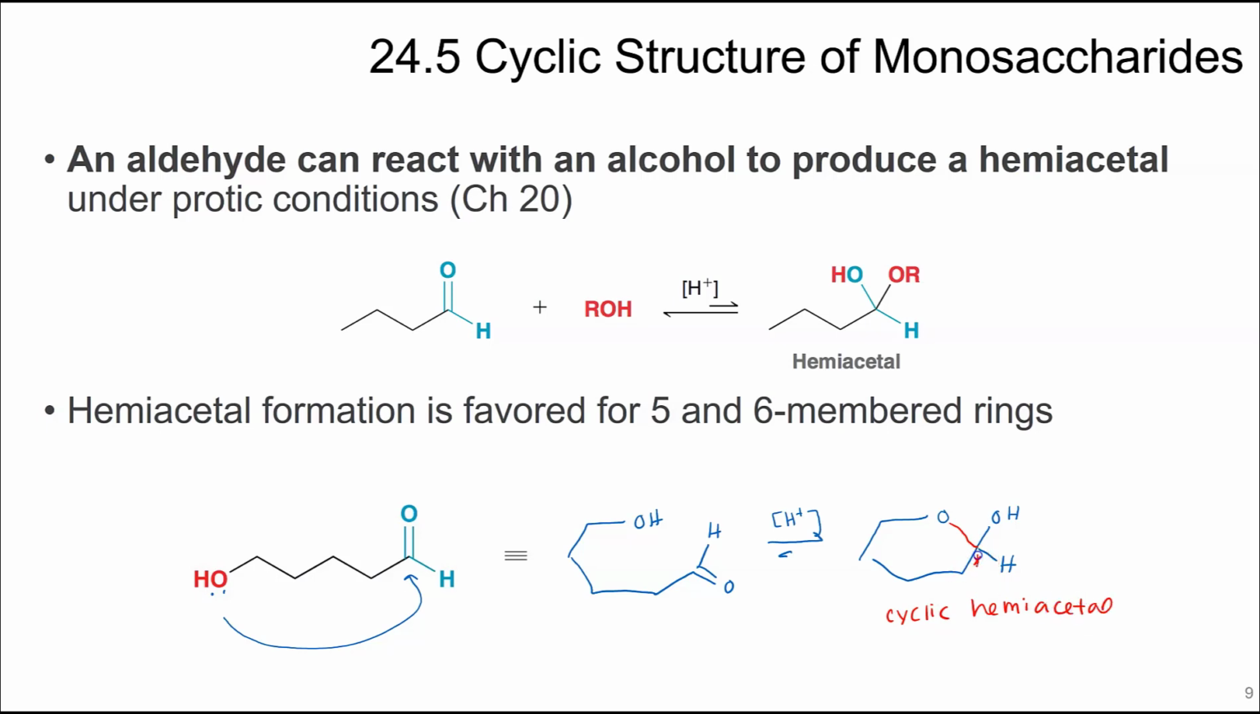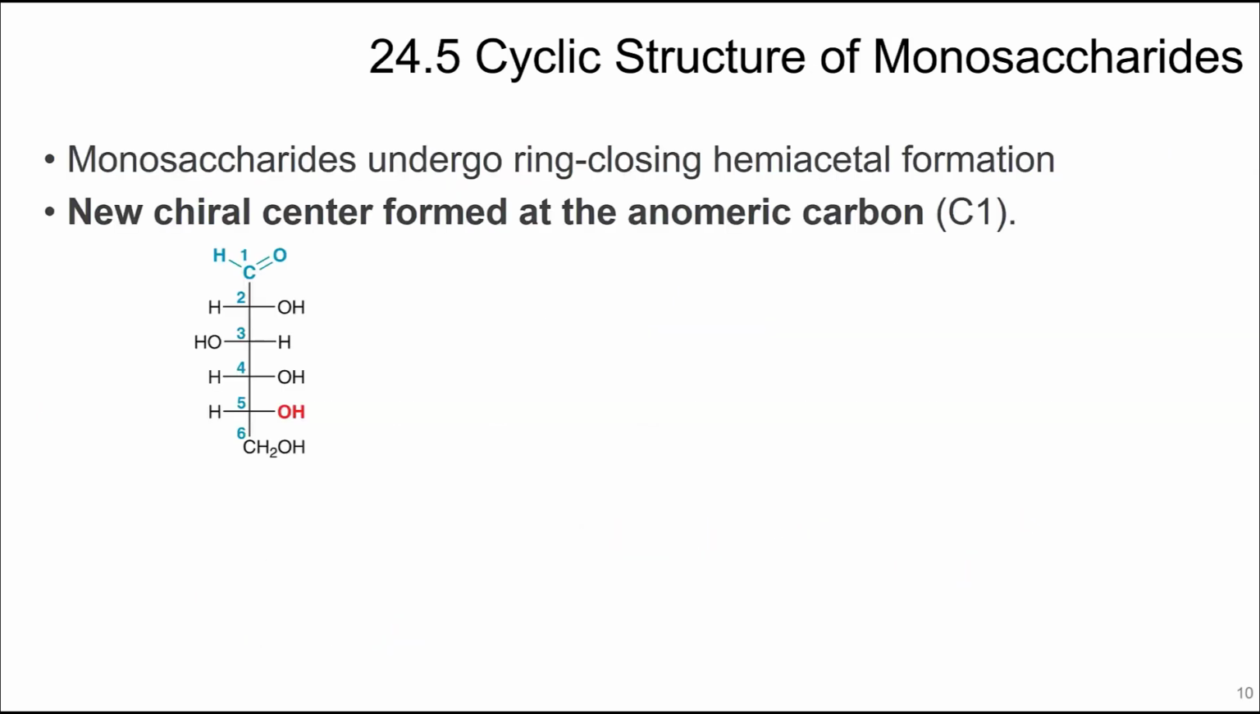So we have the acetal carbon that has one OR group, where the rest of the ring is the R, and then the OH group there. Monosaccharides can undergo ring closing hemiacetal formation, which we just saw. The new chiral center formed is called an anomeric carbon, or carbon 1. When we draw these cyclic forms, which are referred to as Haworth projections, we start with numbering the carbon chain here. We have 1 through 6.